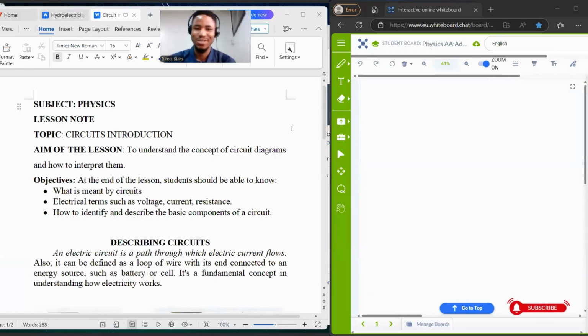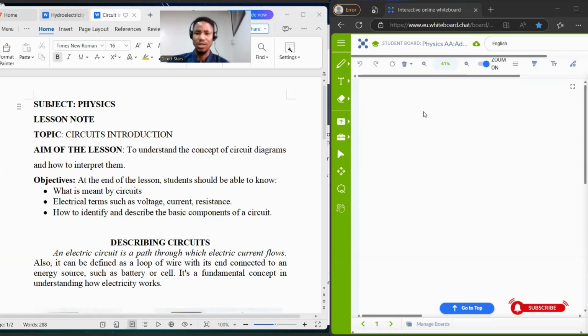Good day, everyone. So our topic for today is circuit introduction. What's today's lesson? Circuit introduction. And today's aim is for you to understand the concept of a circuit diagram and how to interpret them. The objective of today's lesson is for you to know the definition of a circuit, the electrical terms in a circuit, and how to identify and describe the basic components of a circuit.